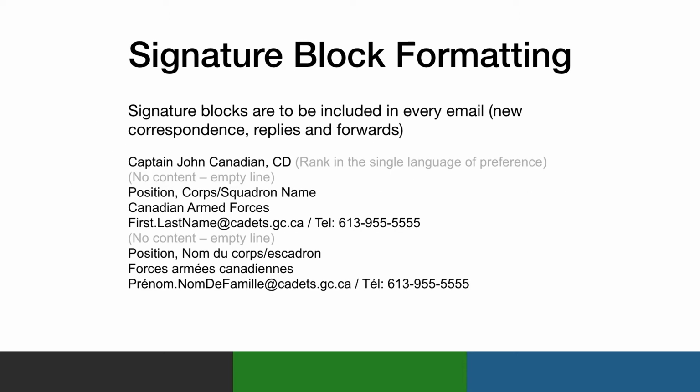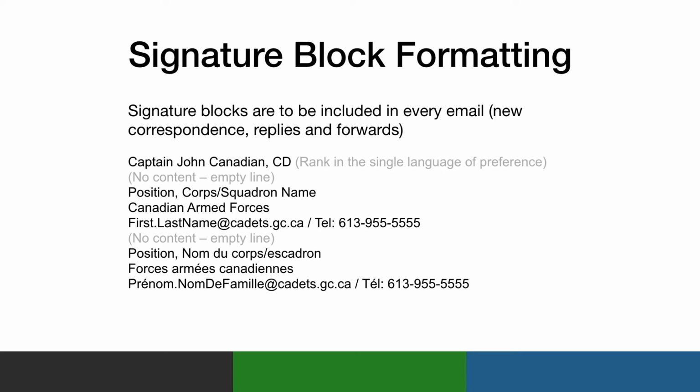Here we're going to have a quick overview of how to format the signature block. The first thing that we need to recognize is that the signature block needs to be attached to every email that goes out. So this includes any new correspondence, any replies, or any forwards that we send. So the first line is our rank and name and any post nominals. And then we're going to have a space.